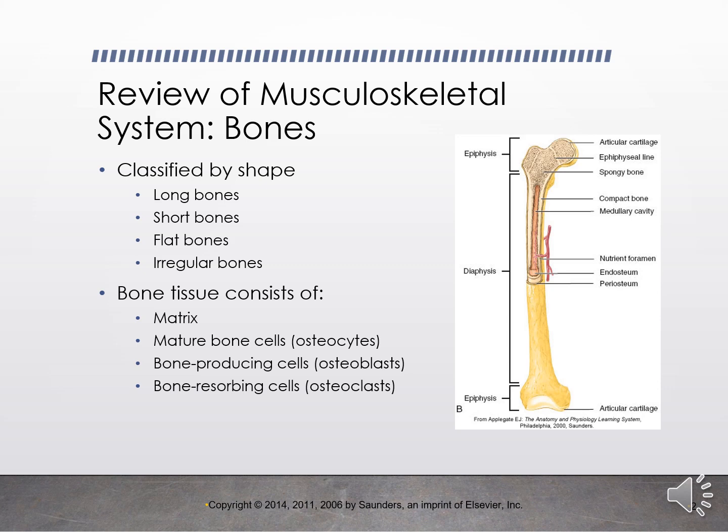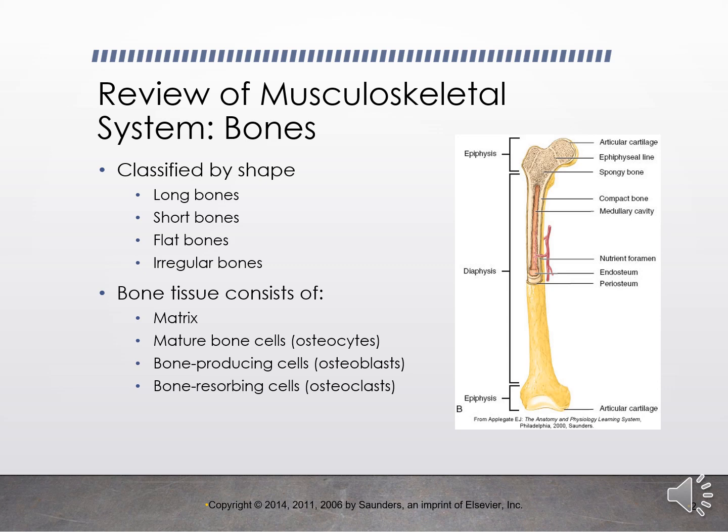Bone also has other functions like calcium metabolism and storage, and bone marrow, which is where hematopoiesis takes place. This is the production of blood cells. Bones are classified by shape. We have long bones that have long hollow shafts or a diaphysis with two bulbous ends or epiphyses.